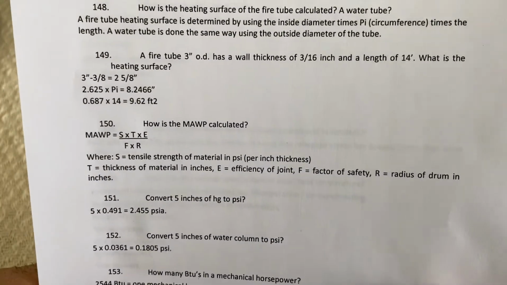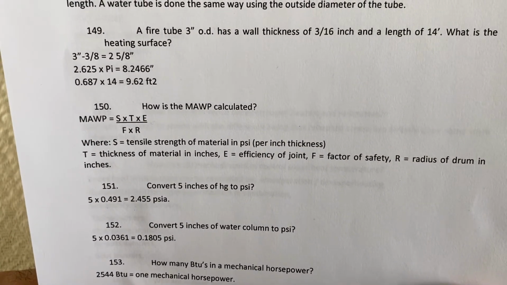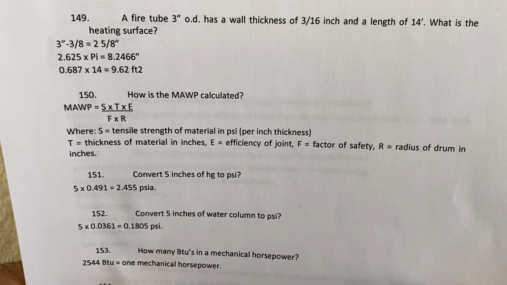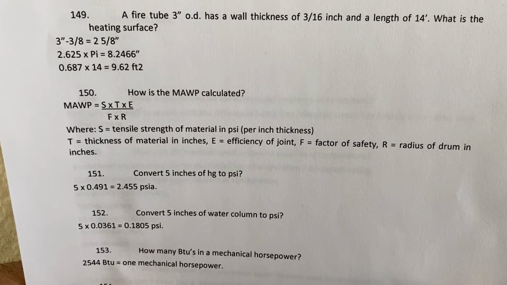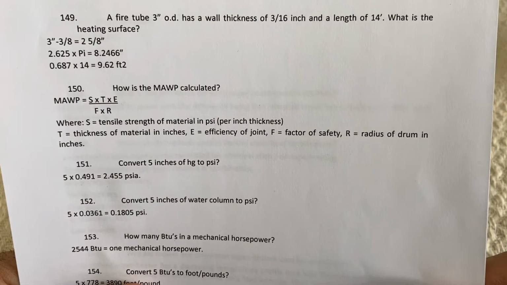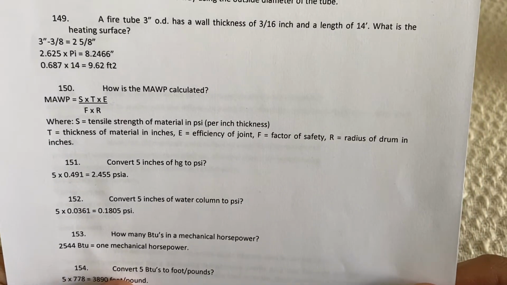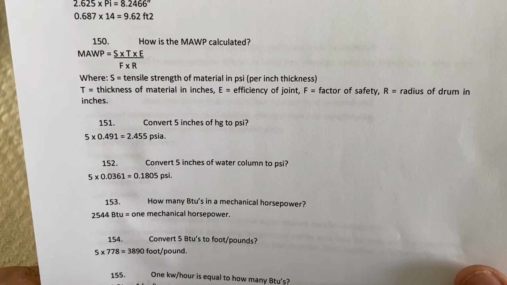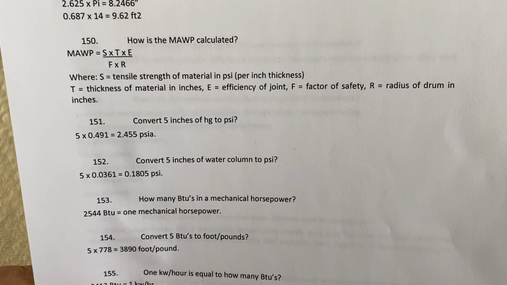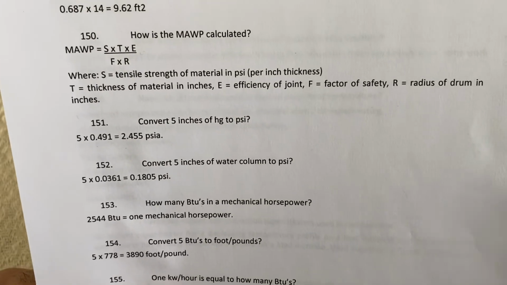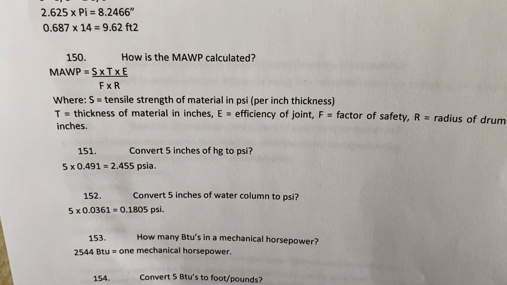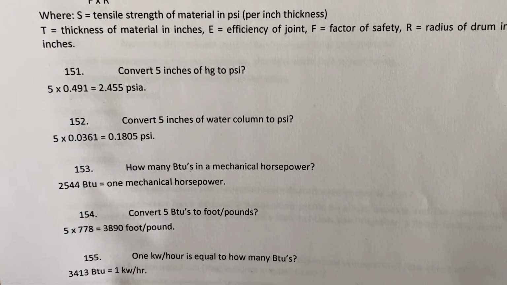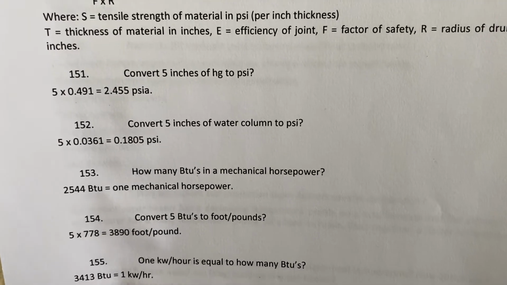Okay, guys? How is maximum allowed working pressure calculated? So maximum allowed working pressure is tensile strength of the metal in PSI times the thickness of the material in inches times the efficiency of the joint, divided by factor of safety times the radius of the drum in inches. Convert 5 inches of mercury to PSI. That question, guys, I don't think you need to worry about because I don't think that's going to be in your exam. And how maximum allowed working pressure is calculated, I also don't believe it's going to be in your tests, but it's just knowledge.